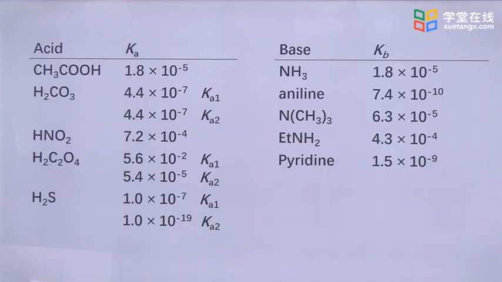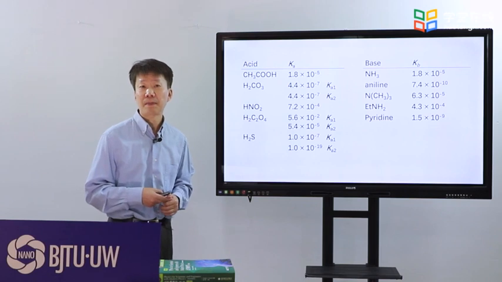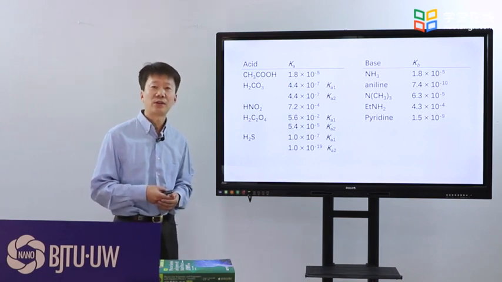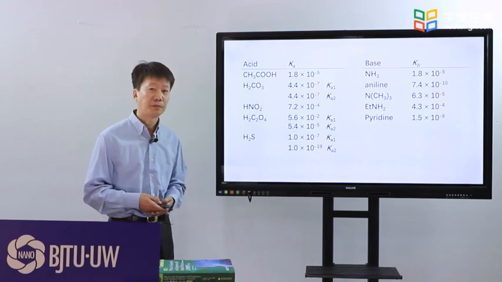For example, see the table of acid. The last row, the second step ionization of hydrogen sulfide is 10 to minus 19, which means the ionization at this step is completely negligible.